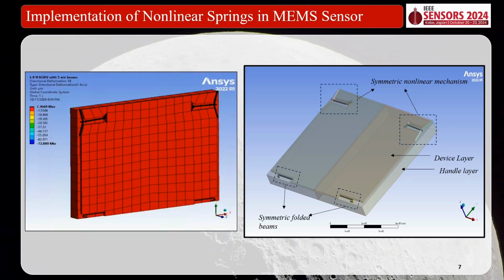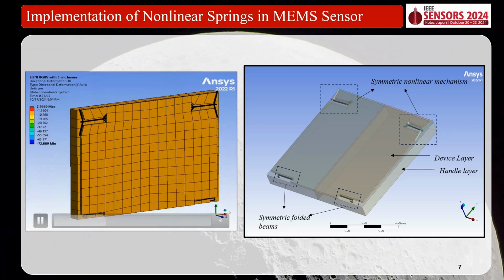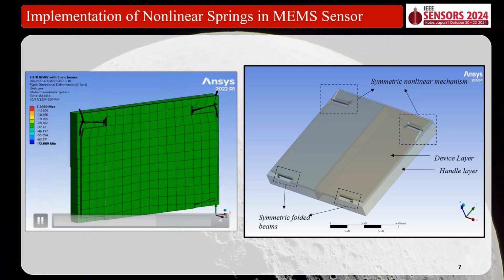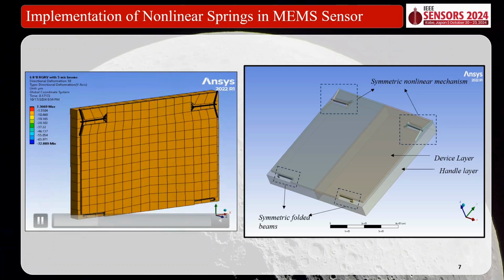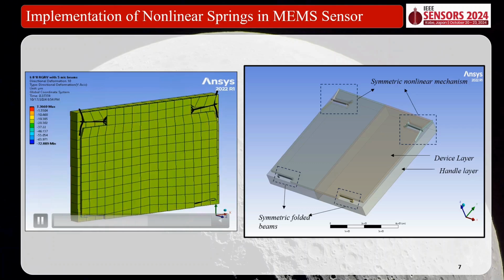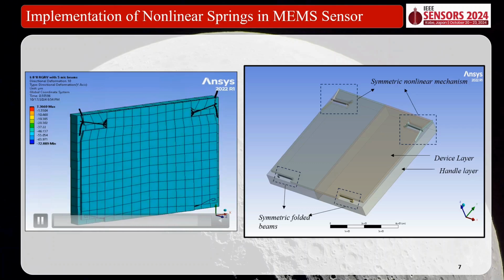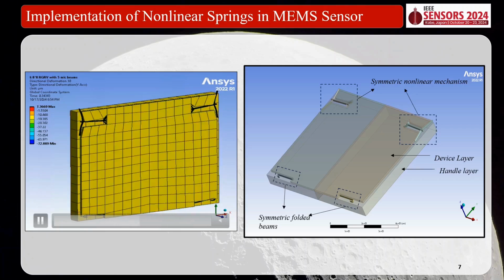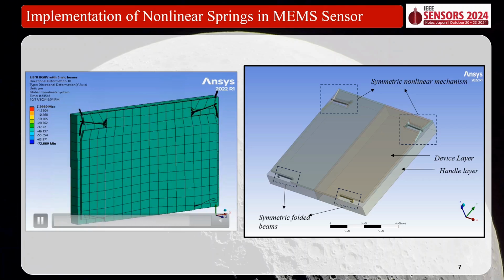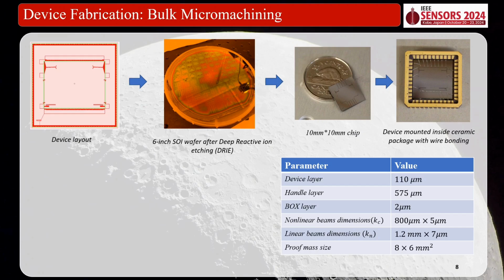So this animation shows the nonlinear behavior of the system at a certain point. As you can see, after a certain point, the proof mass drops, and the nonlinear structures push the proof mass down to get a near zero spring, near zero stiffness.